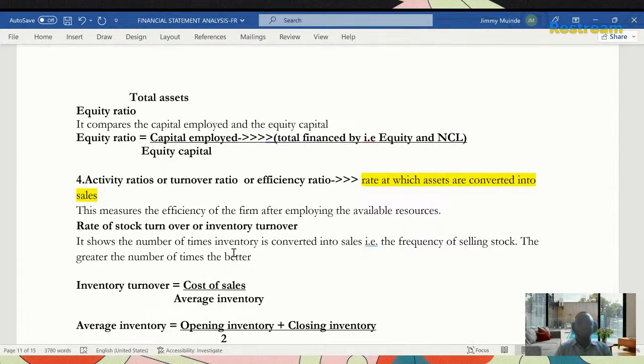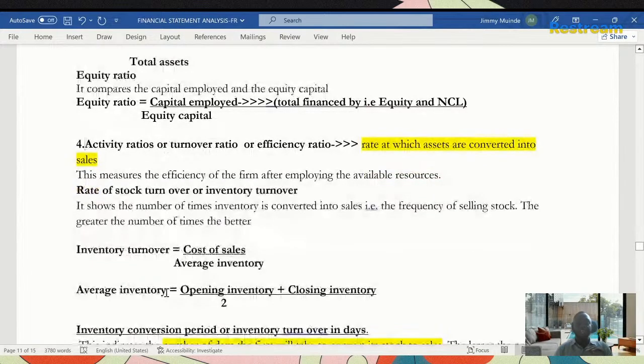Think of inventory. Inventory are assets. How do we convert? Which ability do we have to convert the inventory into sales? And also receivables are also assets, amongst others. So in this case, we'll have inventory turnover, which looks at the number of times that inventory is converted into sales and the frequency of selling stock. So it basically talks of the frequency of selling the stocks.